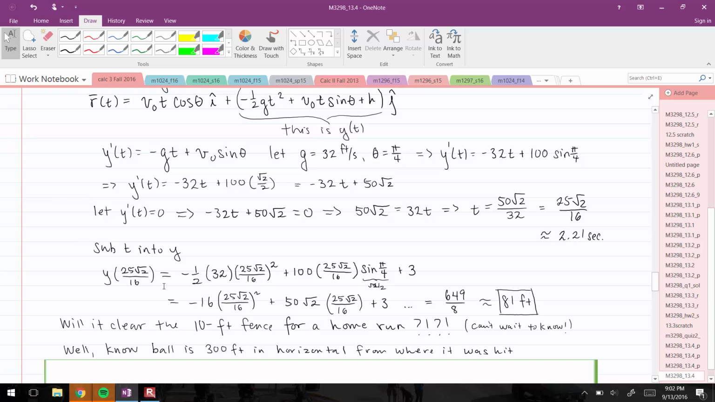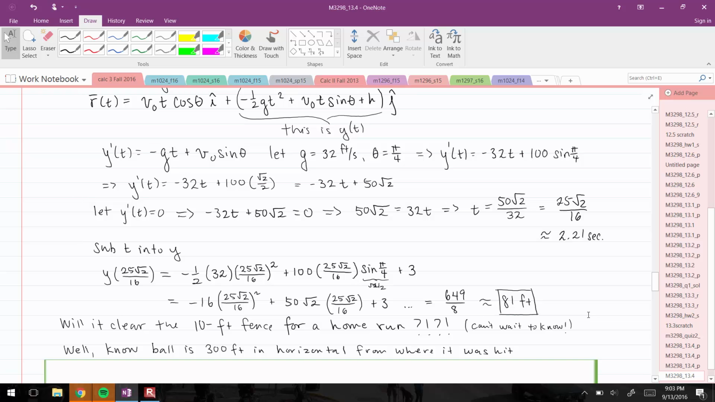I used my exact answer just to try to make this as perfect as possible along the way. You can boil it down to about 81 feet. Here's the exact answer, sorry: 649 divided by 8. So we're done with that one. Now we're moving on to the second question. Will it clear the 10-foot fence? Presumably for a home run here, that's why we care about that. And we just can't wait to know.